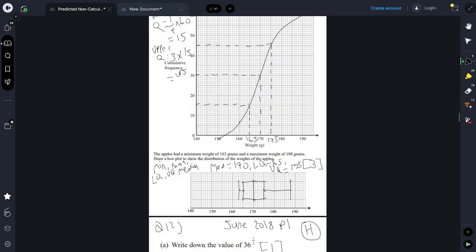So you should remember by now what a box plot entails. You're going to need a minimum and a maximum. You're going to need a lower quartile, a median, and an upper quartile. And that's what a box plot should look like.